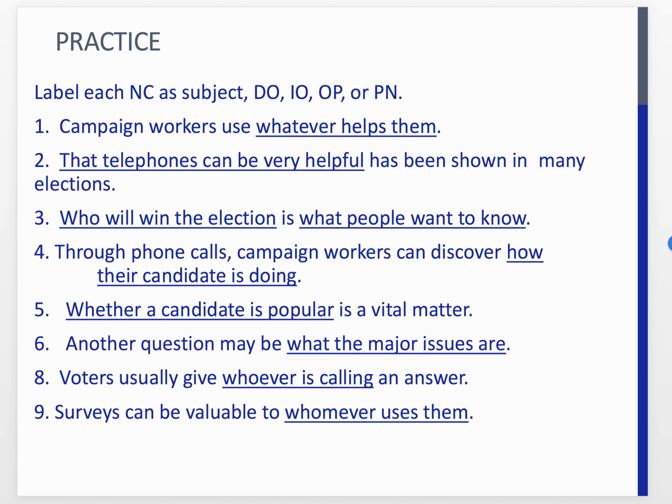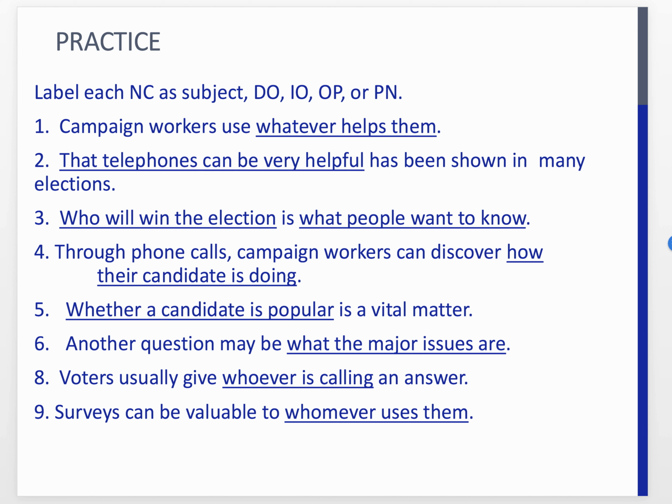So the first one is the subject. We have a linking verb is. So the second one is a predicate nominative. Number 4, this is a direct object. Campaign workers can discover this. So discover is the transitive verb followed by the direct object. Number 5 is a subject.